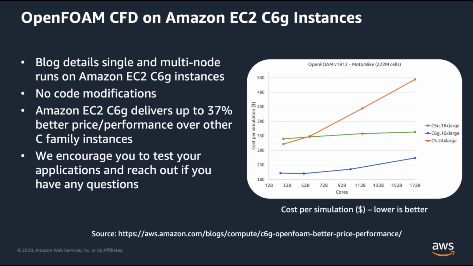Now let's have a look at an HPC benchmark. So our HPC team has run the open source code OpenFOAM, which is a CFD application, on Amazon EC2 C6G instances. There's a full blog post that you can see at the bottom that is detailing the single and multi-node runs on Amazon EC2 instances. And those runs were made without any specific optimization or code modification on OpenFOAM. We observed that EC2 C6G instances delivered up to 37% better price performance over C5 family instances.